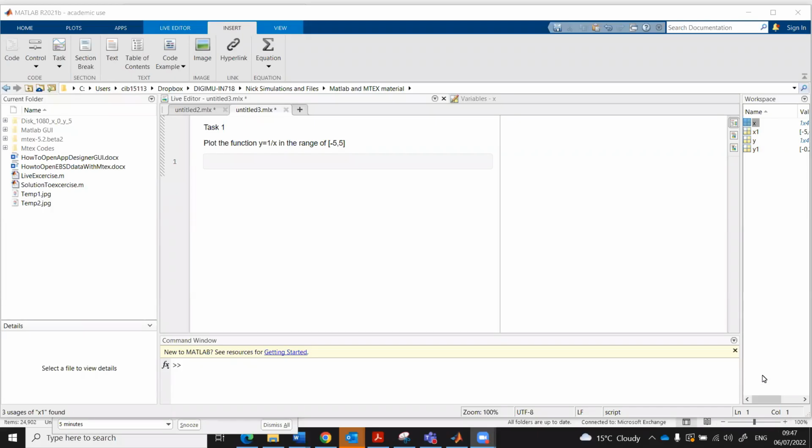Hello, everybody. In our last video, we discussed how to get help on the plot function. Now my suggestion is that we implement in the lab the things we saw last time in the help. So let's assume that we have the following task: we need to plot the function y equals 1 by x in the range from -5 to 5.